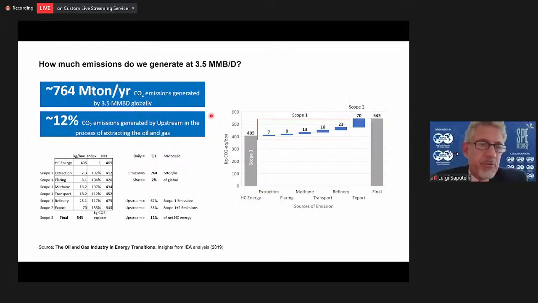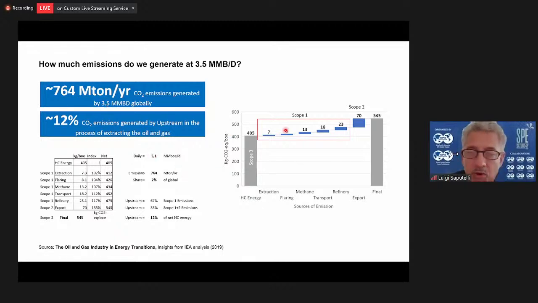We computed a number of key numbers. For example, how much emissions can we generate if we have a company of 3.5 million barrels? Several Gulf Coast companies and several countries around the world are within this range, 2 to 3 to 4 million barrels. So you can make the numbers. Remember the 4 or 5 kilograms per BOE. This number is directly related to it. So a company that produces 3.5 generates 764 million tons per year. If 3.5 is close to 2%, the emissions will also be close to 2%.